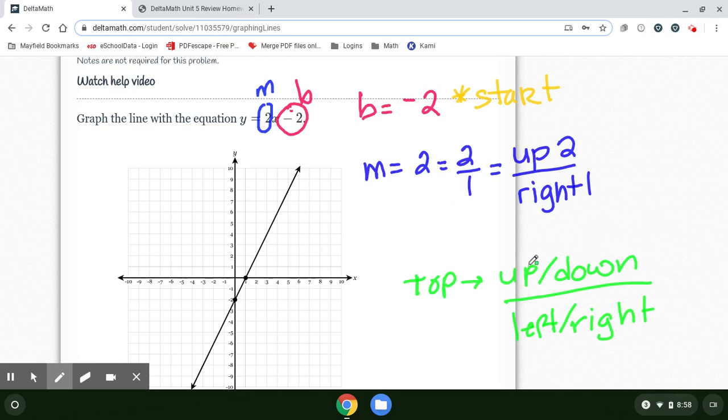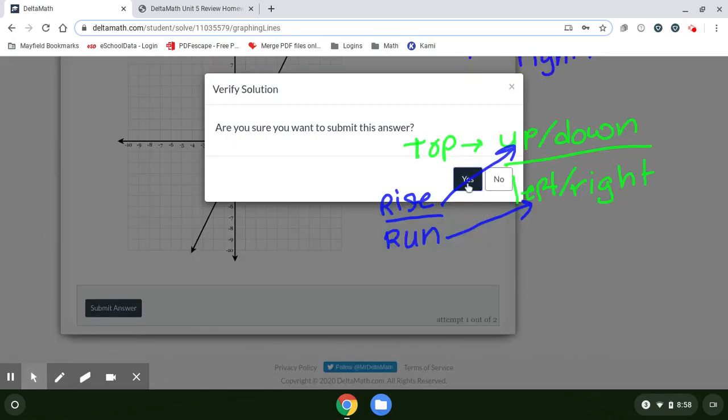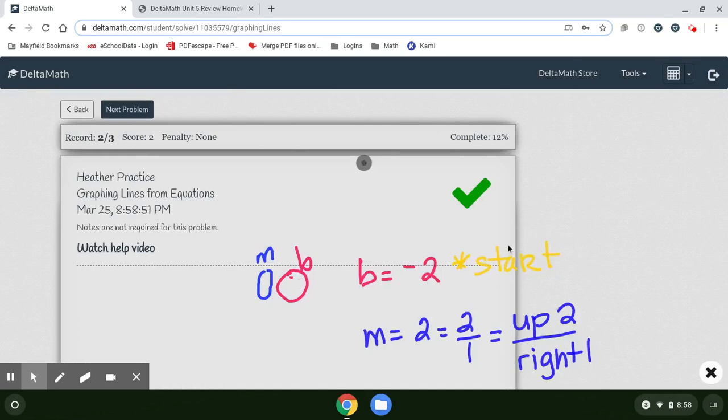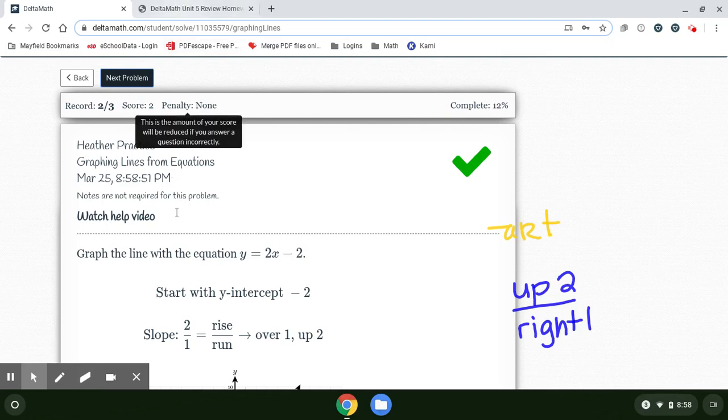Okay? They also say it's rise over run, if you've heard that before. And if you watch some of the videos you did, rise, up, down, run, left, right. Okay, so that can also help to keep you straight. So I'm going to submit my answer. And that was the second one that I had to graph. Okay, so hopefully that helped. I will continue with the next section.